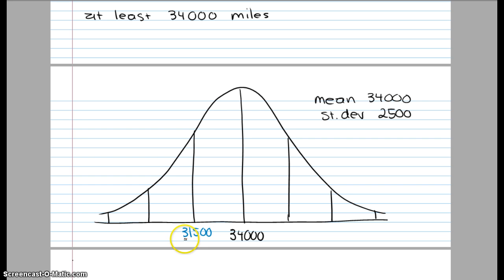Subtract 2,500 from that, and I have 29,000. Subtract 2,500 from that, we have 26,500. Go back up to that mean of 34,000, add 2,500. That puts me at 36,500. Add 2,500. The second standard deviation up from the mean is 39,000 miles on the tires. Add another 2,500, we're at 41,500.